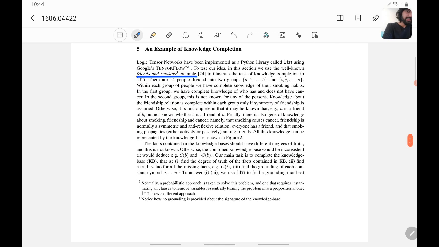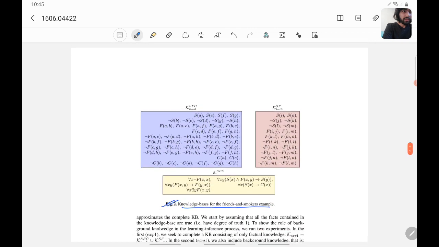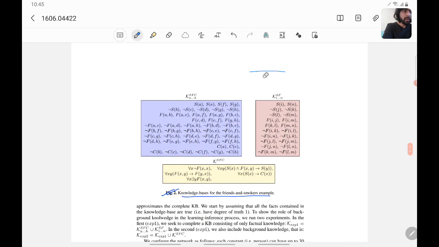So this is an example of knowledge completion, and it's applied on the friends and smokers example. There are two groups, A, B to H, and I, J to N. We have complete knowledge of who has and does not have cancer in the first group. In the second group, this is not known for any of the persons. Within each group, we have complete knowledge of their smoking habits, but we don't know who has cancer. So that's basically the idea. Given this knowledge base, S is the smoking habit, F is who is a friend of whom, and C is whether the person has cancer or not.